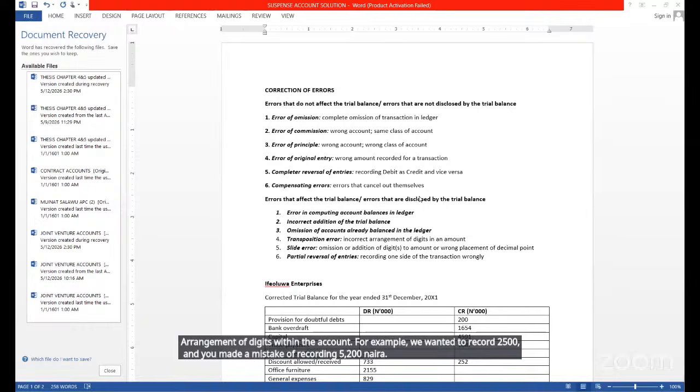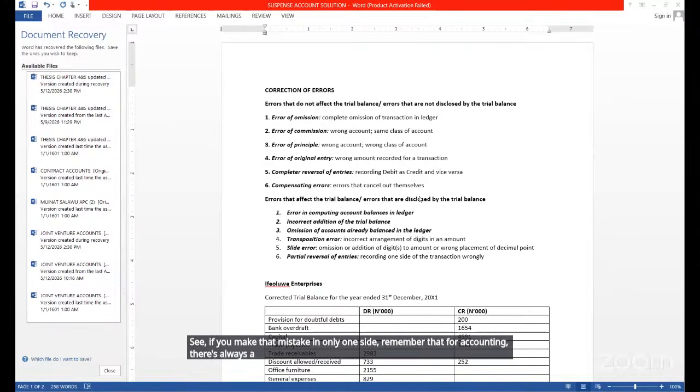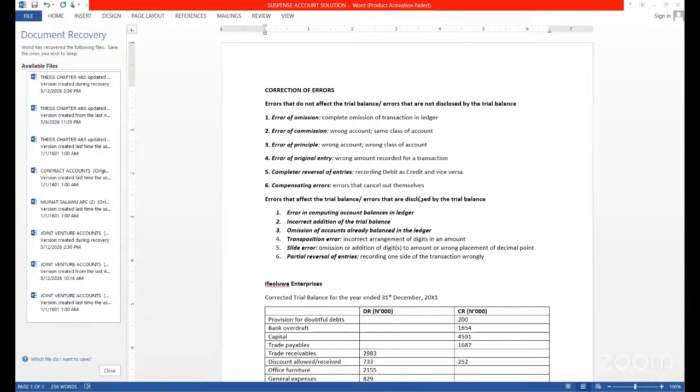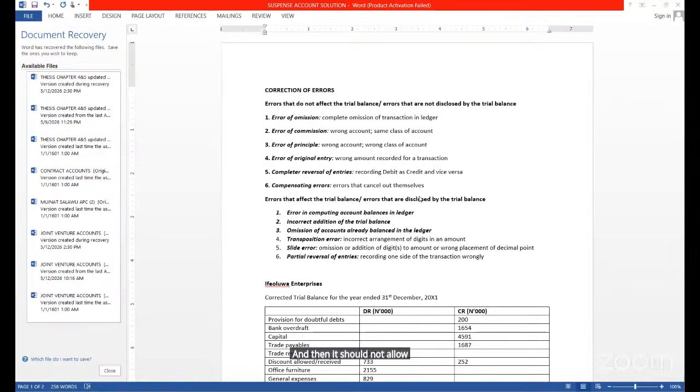If you make that mistake in only one side, remember that in accounting there's always a debit and there's always a credit. If you make that mistake of recording 5,002 on only one side, or only one of the books that is affected by that transaction, that's a transposition error in the digits or in the amount, and it would not allow your trial balance to balance at the end of the day.